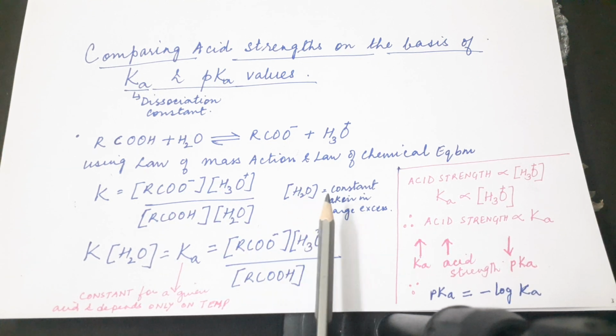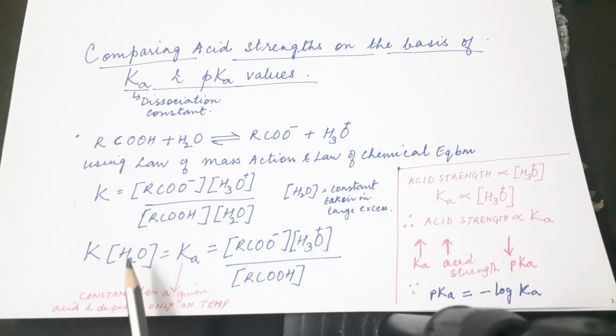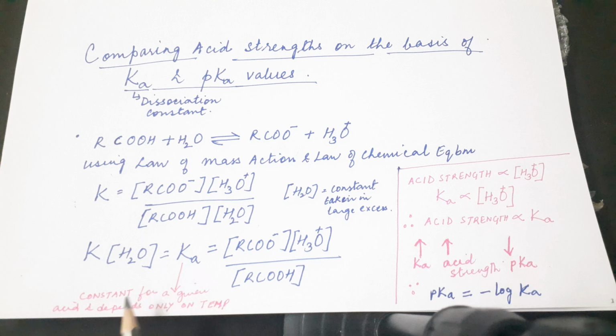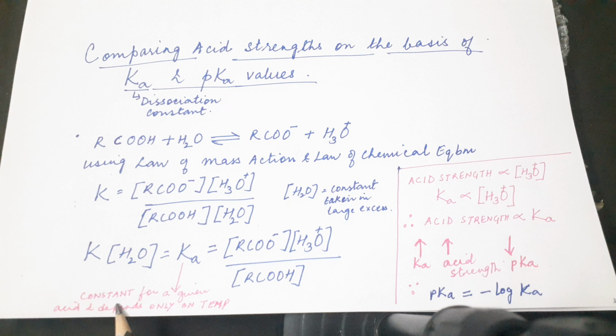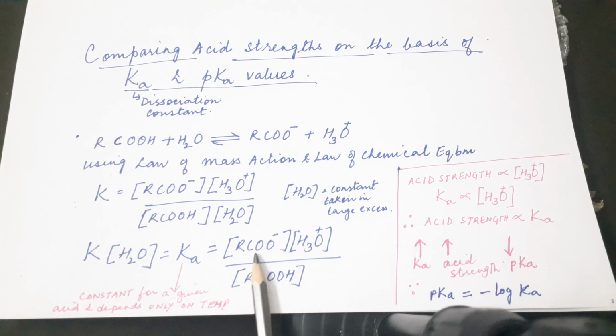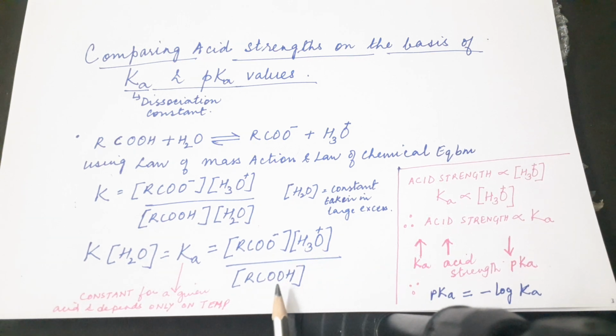Since the aqueous medium is taken in a large excess, its concentration is taken as 1 or as constant. So this constant multiplied with this constant value becomes a new constant Ka, which is known as the dissociation constant for the acid, and happens to be constant for a given acid depending on the temperature. So Ka becomes equal to the carboxylate anion times the hydronium ion upon the undissociated molecule. So how do we compare acidic strengths on the basis of Ka?